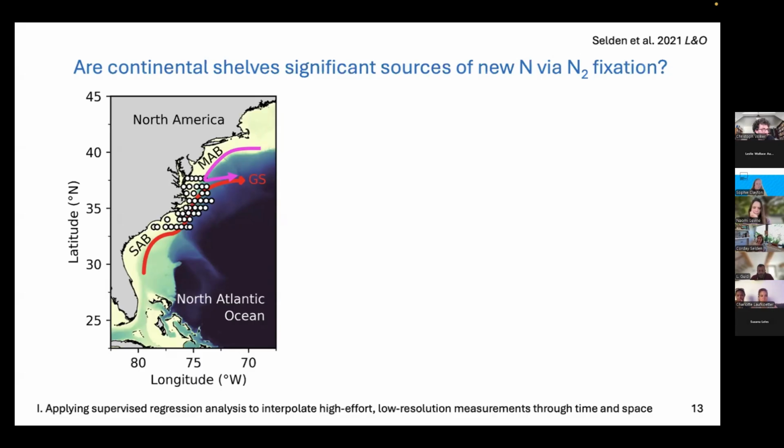I then had the opportunity to measure nitrogen fixation rates on a cruise spanning this really interesting, physically dynamic region, the cruise track for which I'm showing in this plot on the left. And this is where southward flowing waters of the mid-Atlantic Bight coastal zone and the South Atlantic Bight coastal waters converge along with the northward flowing Gulf Stream and ultimately diverge from the coast.